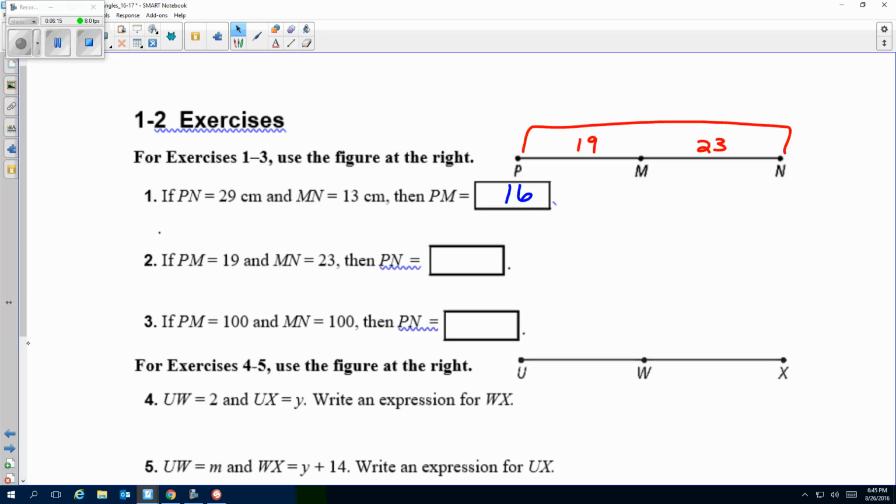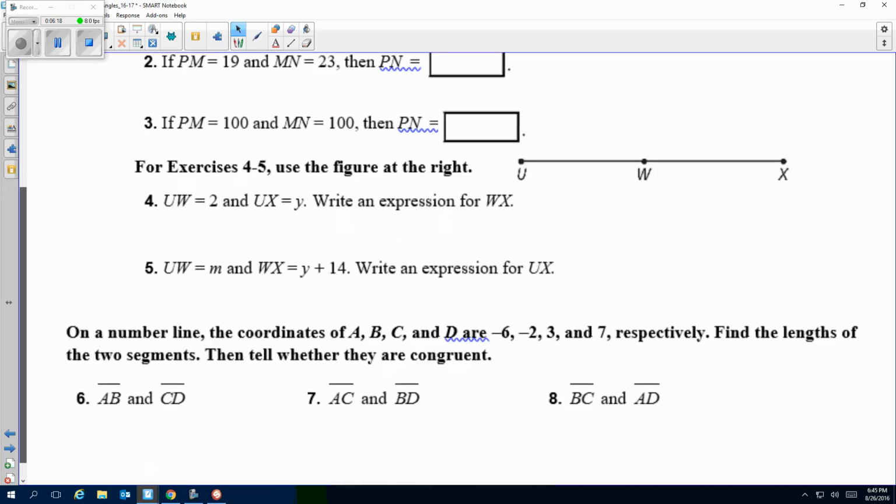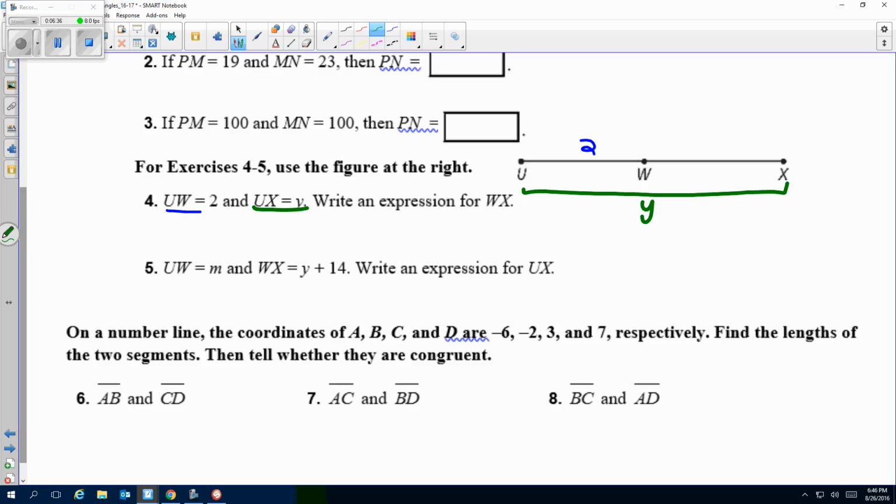When we get to 4 and 5, they want us to write an expression for WX. We're going to label the given. U to W is 2. U to X, which is our whole segment, is Y. They want us to write an expression to represent WX. Hopefully, you see that I could say 2 plus whatever WX is equals my whole segment, which is Y.